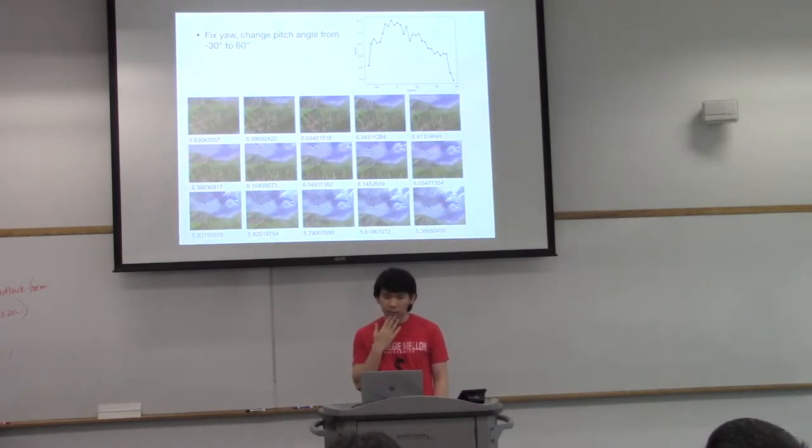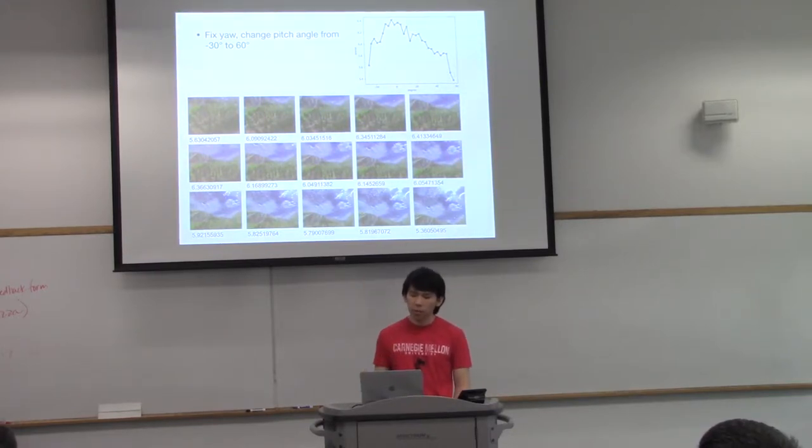So here's another example. If you fix the yaw and only change the pitch angle from negative 30 to 60, you can see the score goes up first and then goes down. So either too much ground or too much sky will end in a lower score.